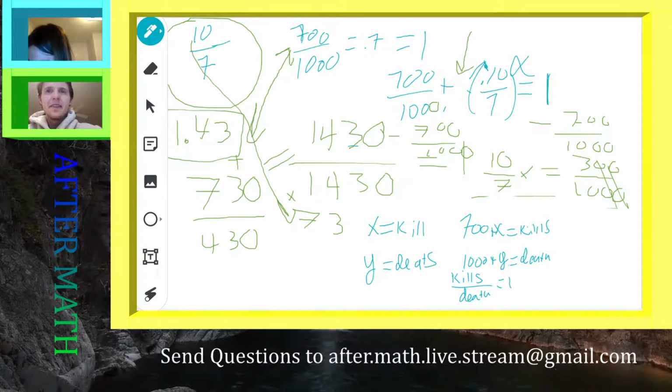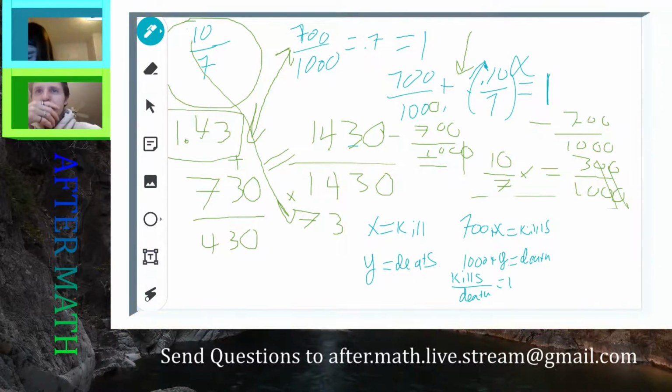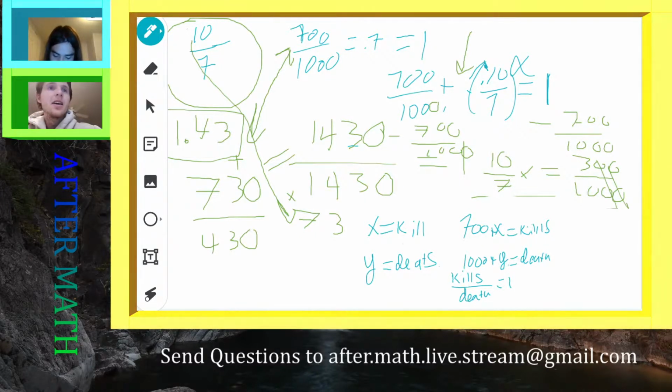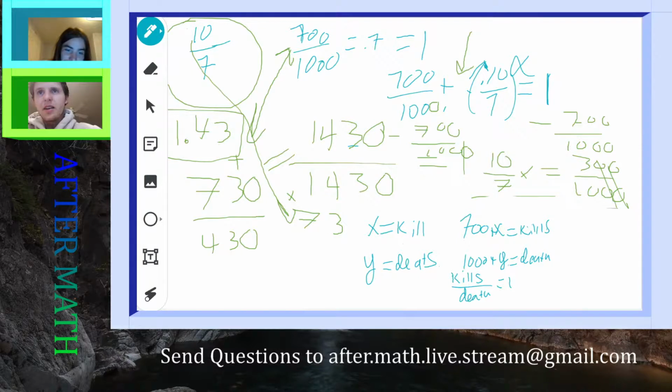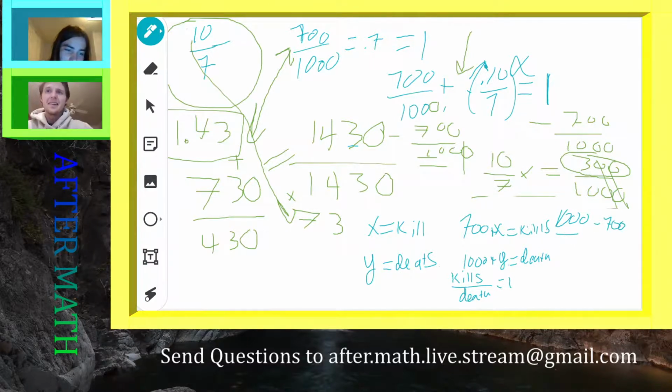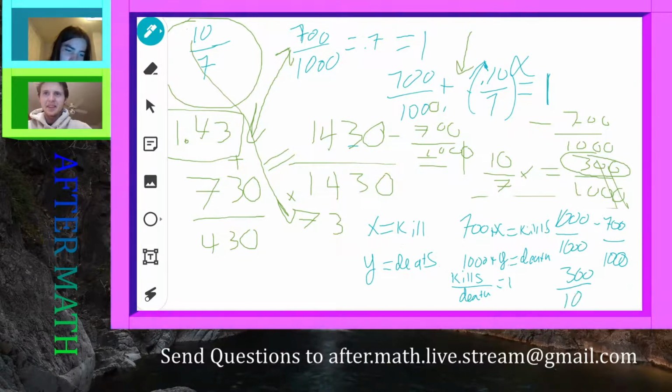I have a question from Kelsey asking why did we write 300 instead of 700, and I'm not sure what she's talking about. Oh, I think she's talking about right here. It's because we have 1 minus 700. So it's actually the same as 1,000 minus 700 over 1,000. And so you get 300 over 1,000. Okay, let's go to the next.